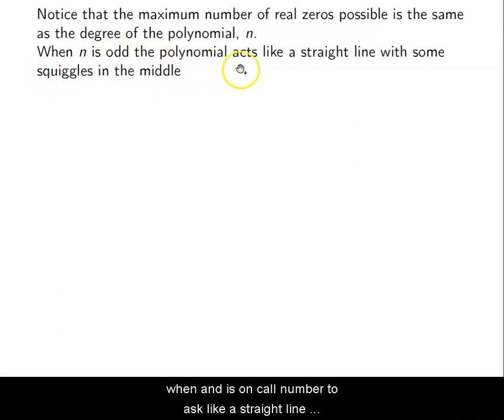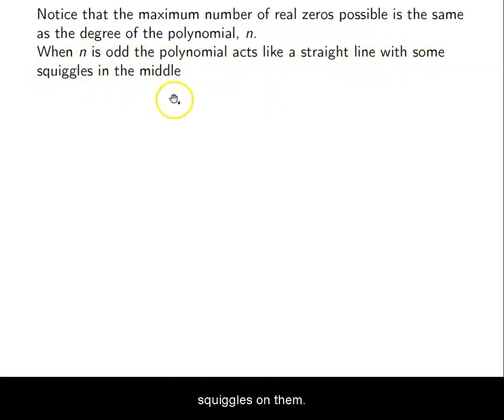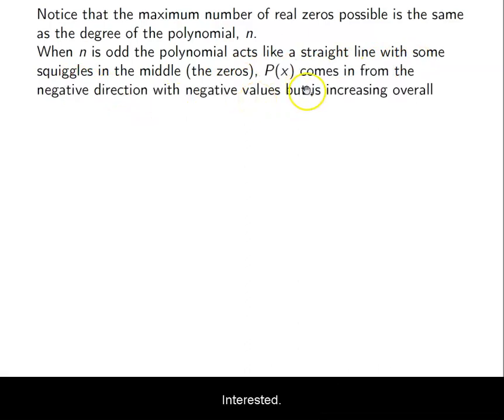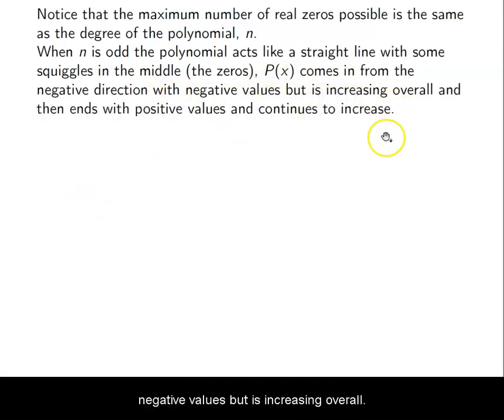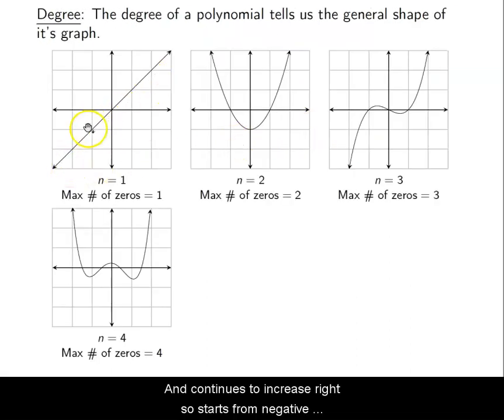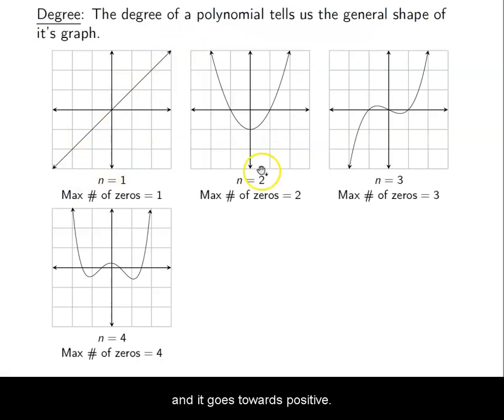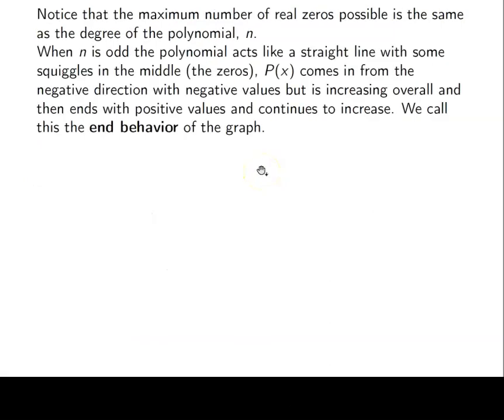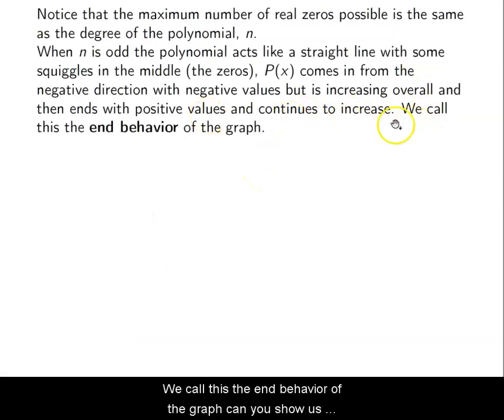When n is odd, the polynomial acts like a straight line with some squiggles in the middle, the zeros that we are interested in. P of x comes from the negative direction with negative values, but is increasing overall. And it ends with positive values and continues to increase, right? So it starts from negative and goes towards positive for the odds. We call this the end behavior of the graph.